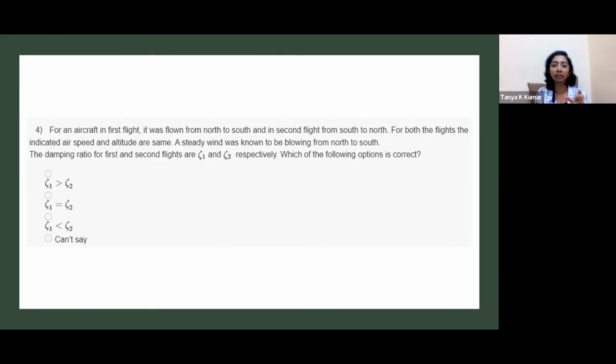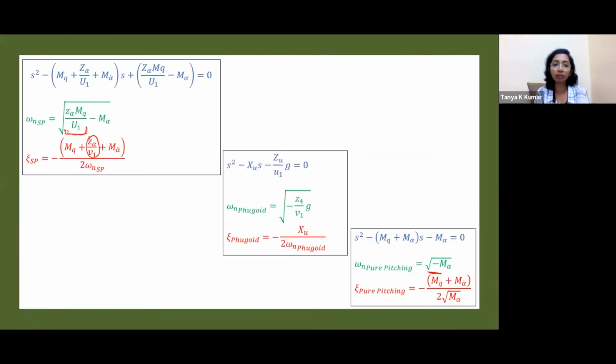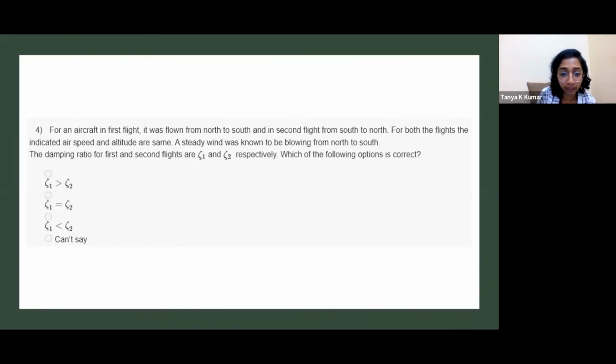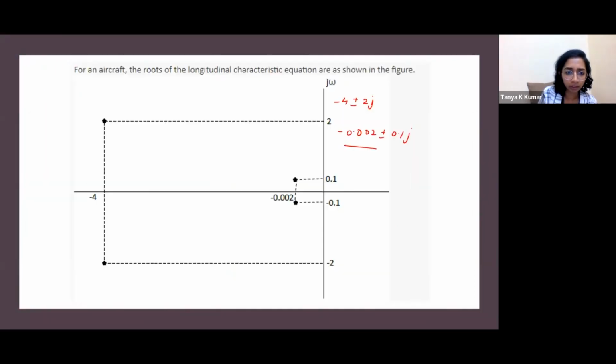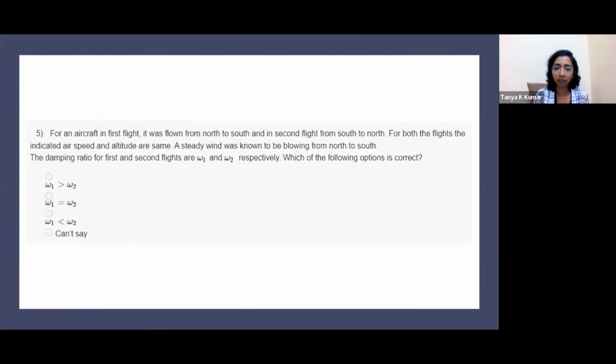We know that this damping ratio is not affected. You can see the three modes here. None of these terms have any direction of flight or the oncoming velocity, oncoming wind. What was the question? It said a steady wind was known to be blowing from north to south. Okay, so none of those terms affect the damping ratio or natural frequency. The terms that affect these are mentioned here. The oncoming velocity has no effect, and the direction of flight has no effect. So both natural frequency and damping ratios will remain the same for both flights, since no other parameters are changing.